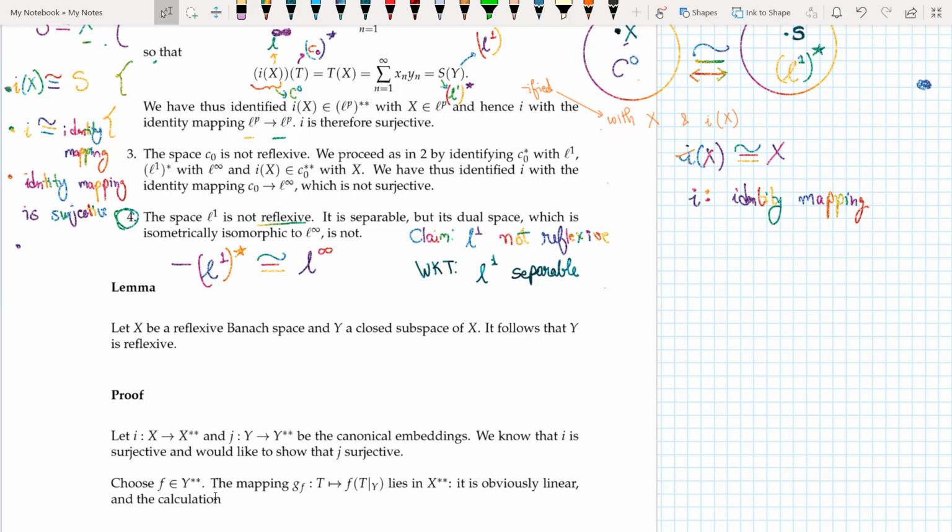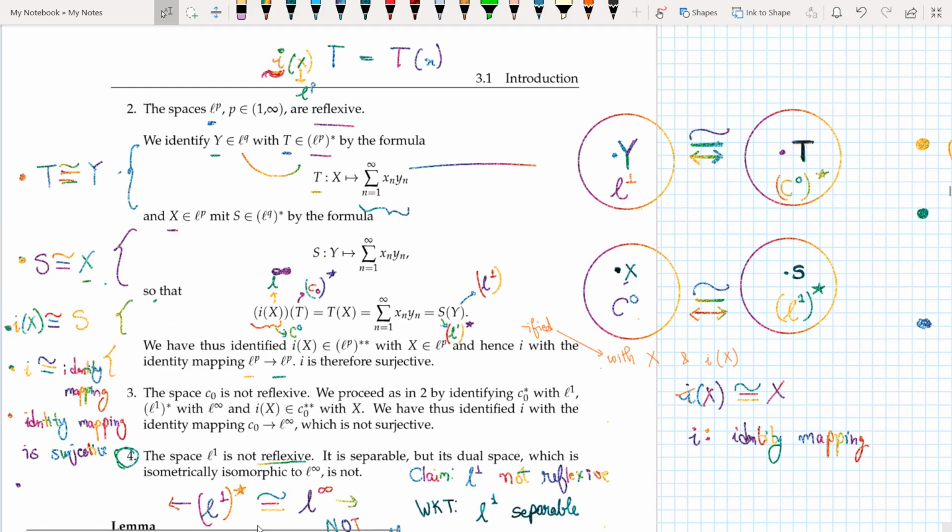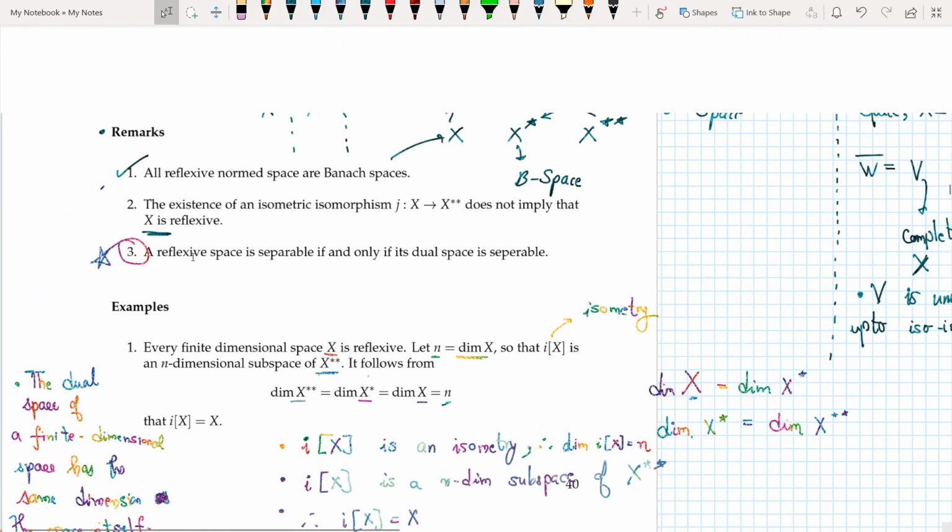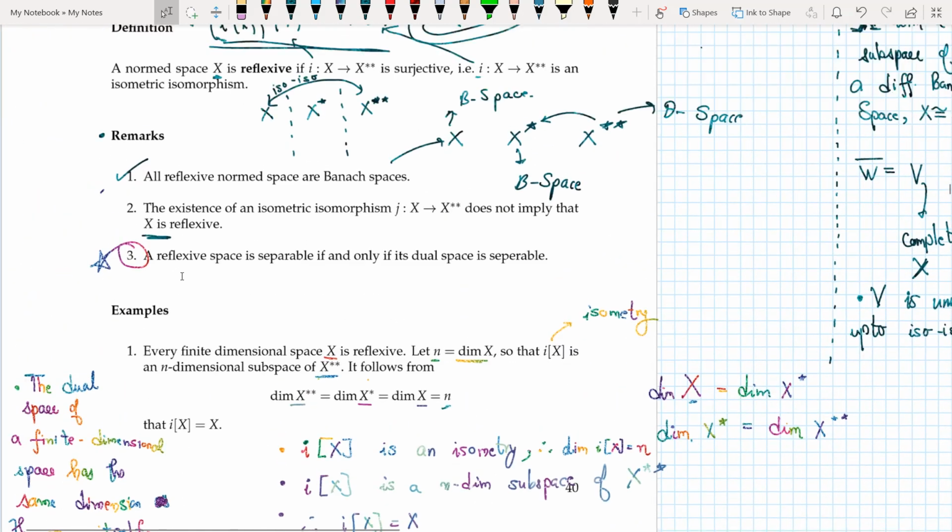Now we know that L1 star and L infinity are not separable, and therefore my space L1 is not reflexive. You can see it from the formula or from the remark: a reflexive space is separable if and only if its dual space is separable.